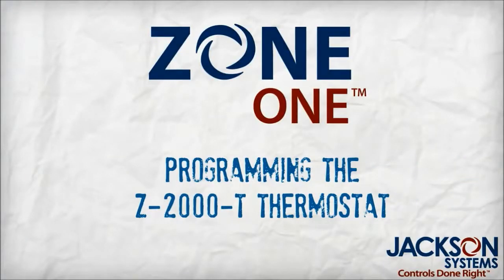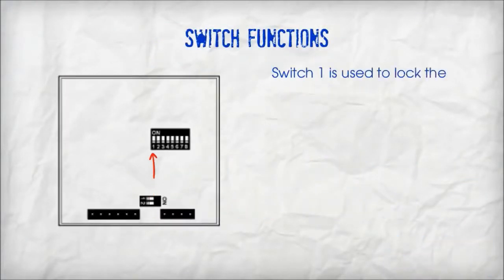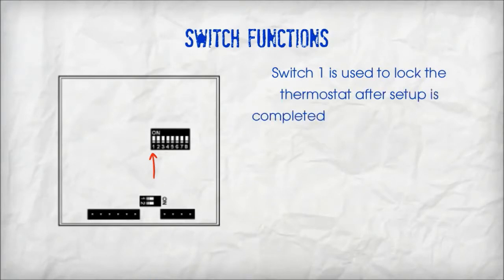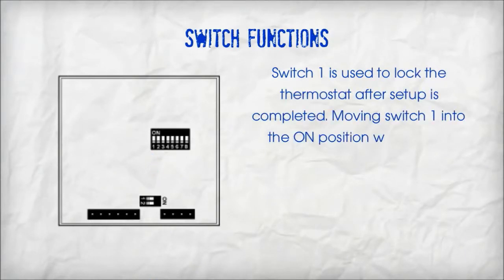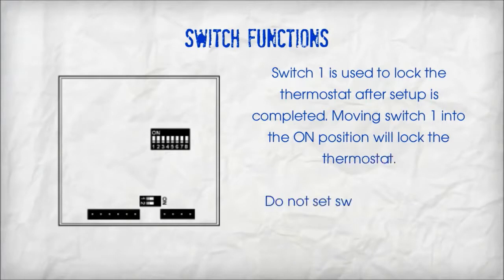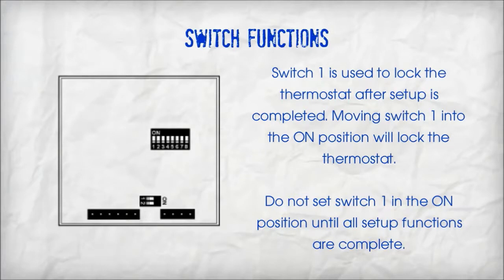Programming the Z-2000-T thermostat. Switch 1 is used to lock the thermostat after setup is completed. Moving switch 1 into the on position will lock the thermostat. Do not set switch 1 in the on position until all setup functions are complete.